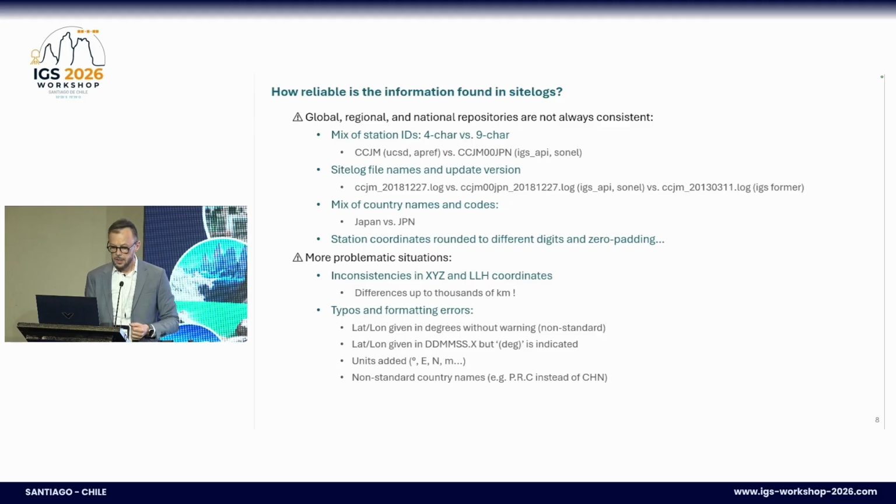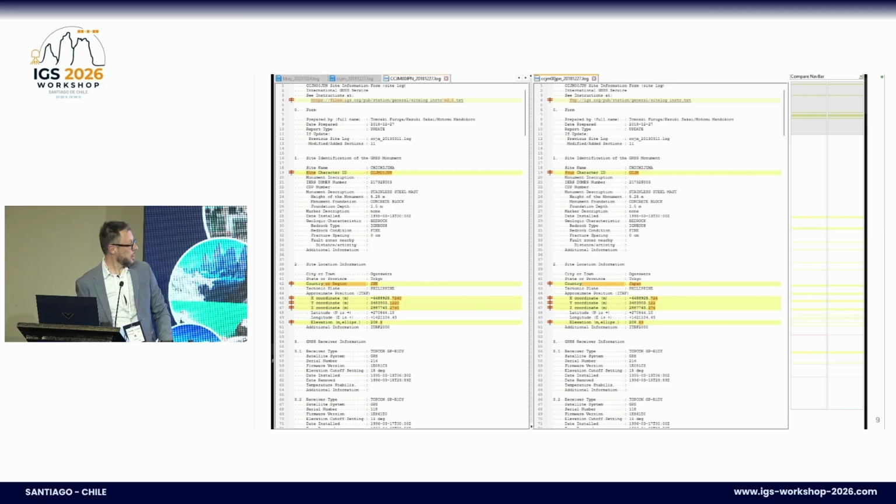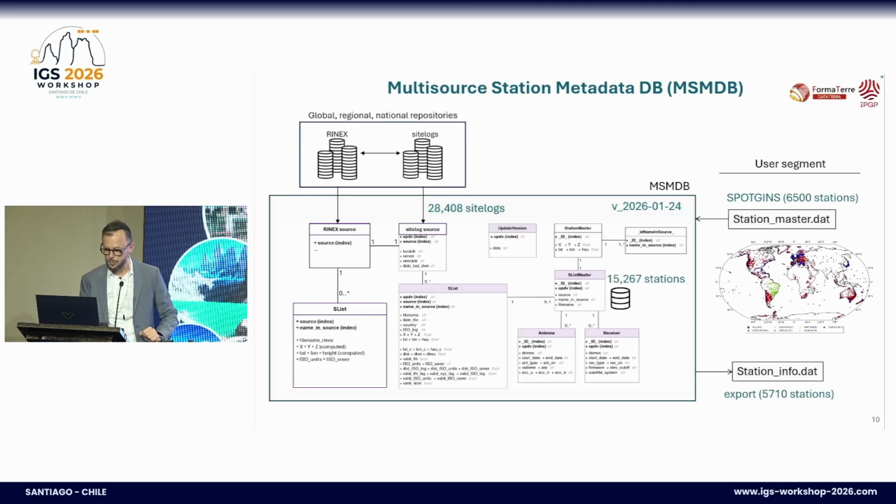More problematic situations that we found, in about 10% of the cases, are inconsistencies between the Cartesian coordinates and the geographic coordinates for the station. And sometimes, because of typos, there can be a difference of thousands of kilometers. So a lot of problems come from typos, but also formatting errors. A more comprehensive assessment of the IGS repository can be found on the Google Drive. This is just a comparison for the CCGM station from 2 repositories to highlight the differences. Okay, it's not very important.